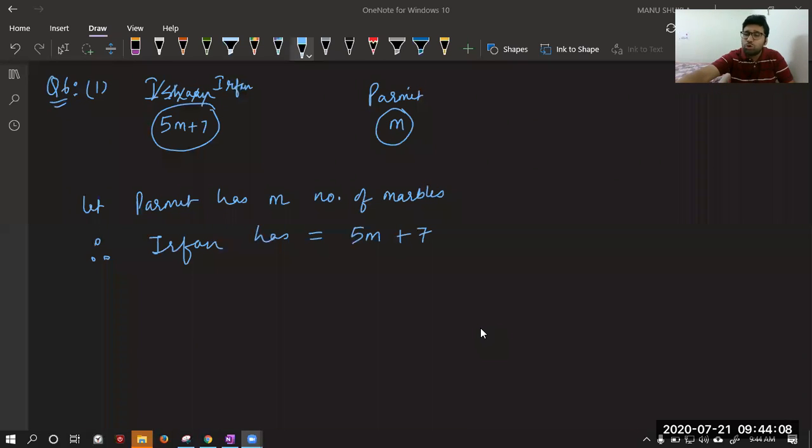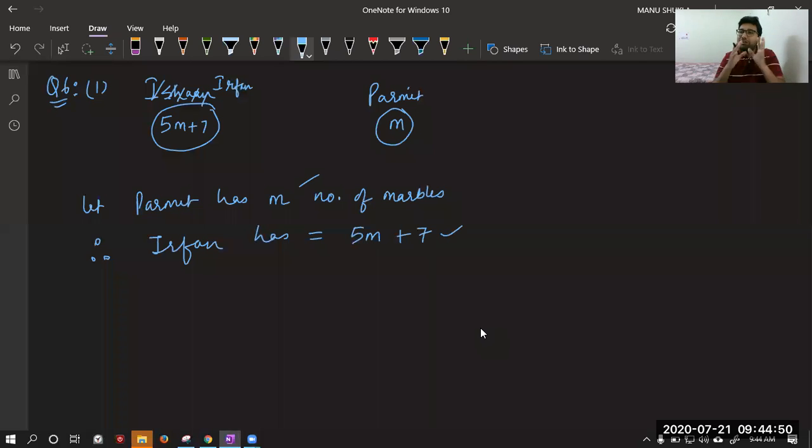Those who have understood can solve further. For Sarvagya, I am telling again. Sarvagya, the question is saying Irfan is saying, if I am Irfan and you are Parmeet, then Irfan is saying I have 7 marbles more than 5 times your marbles. If you have M marbles, then how many do I have? 5 into M plus 7, that's it. Sarvagya, if you have M marbles, I will have 5 times your marbles plus 7, that's it. That is why I got these values.